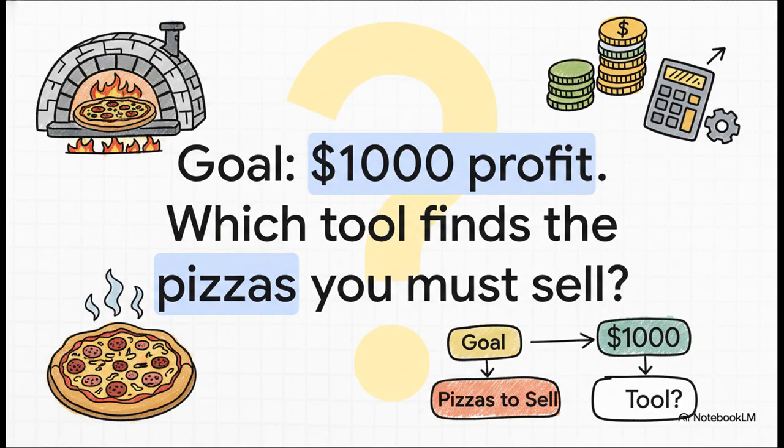All right, time for a quick pop quiz to see if you've got it. Let's say you're running a pizza shop. Your mission is to make exactly $1,000 in profit. Which tool are you going to use to find out the exact number of pizzas you need to sell? If you said GoalSeek, you are 100% correct. You have a specific goal, so you let the computer work backwards to find the answer.